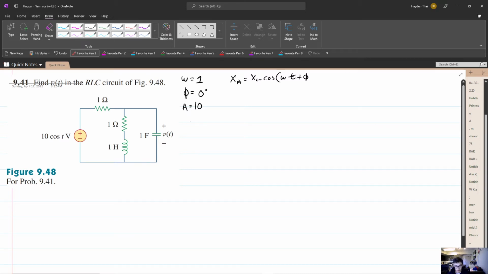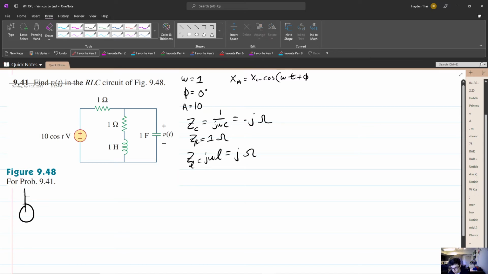Let's also calculate the impedance values for all of the elements in the circuit, because that's how we put our circuit in AC steady state. ZR is 1 ohm. ZC is 1 over J omega C; plug in all those values and you get minus J ohms. And then ZL is going to be J omega L; plug in all those values and you're just left with J ohms. Now we have to redraw our circuit.